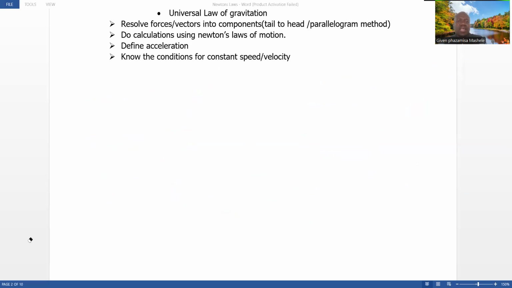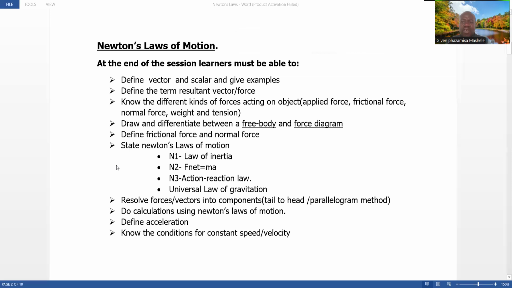In summary, grade 11, you must be able to differentiate between a vector and a scalar. A physical quantity that has both magnitude and direction is a vector. The one that has magnitude only is a scalar. One, again, must be able to define what a resultant vector or a resultant force is, a single vector or single force that has the same effect as all other forces or vectors added together. You must know the different kinds of force that are acting on an object. You must be able to differentiate between a free body diagram and a force diagram. You must be able to define what is a frictional force and what is a normal force.